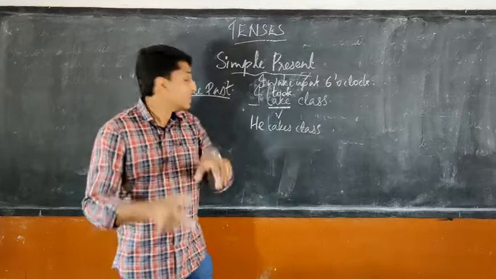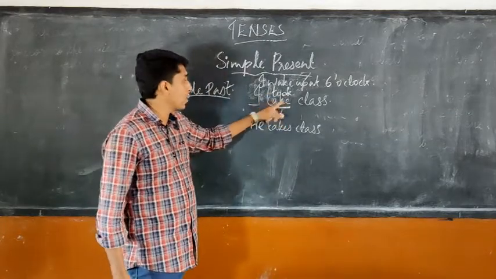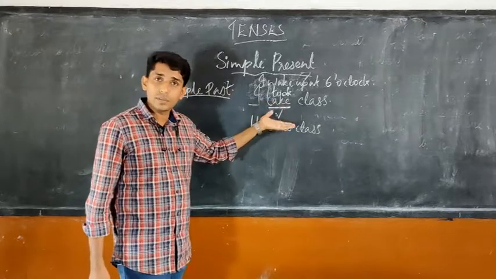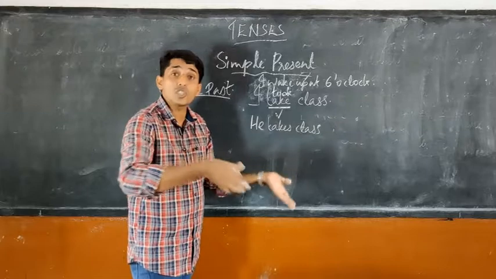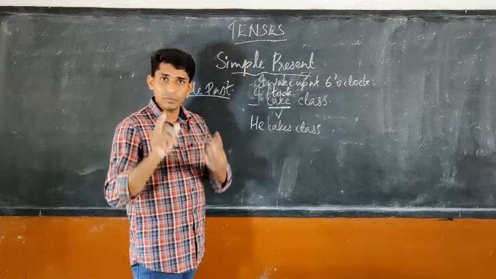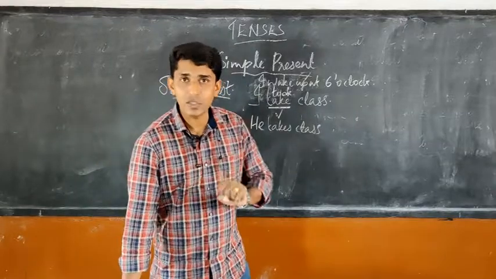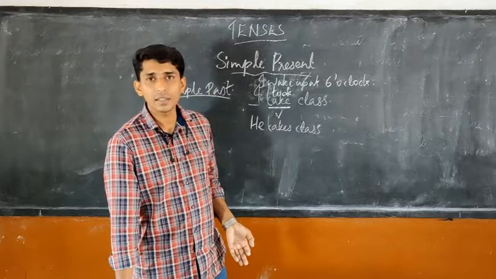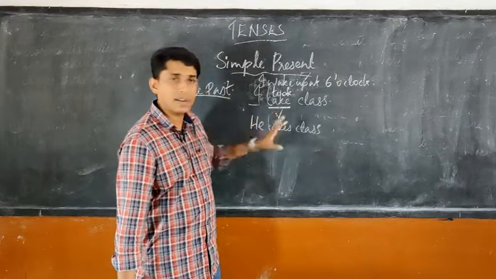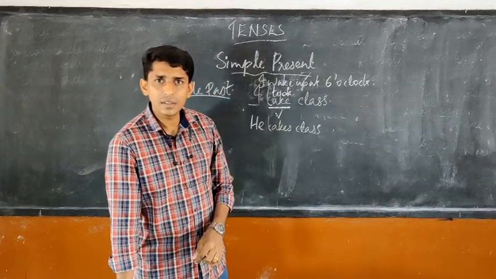The only change is the present form of the verb is changed to past form. Take is changed to took. Eat is changed to ate. Speaks is changed to spoke. Very simple, no? This is the benefit of learning tense. If you learn one form, the other forms are easy. If you learn the present form, the past form is easy.